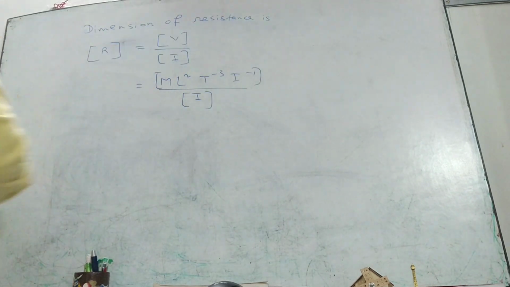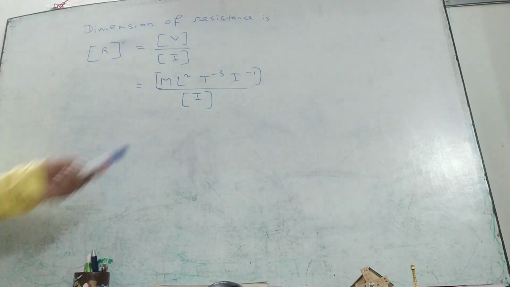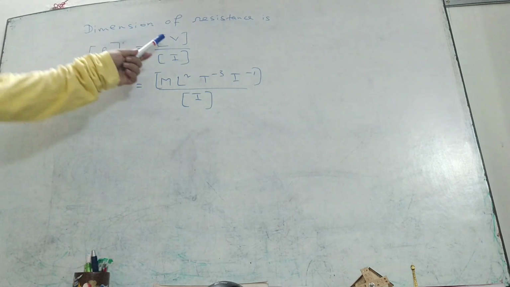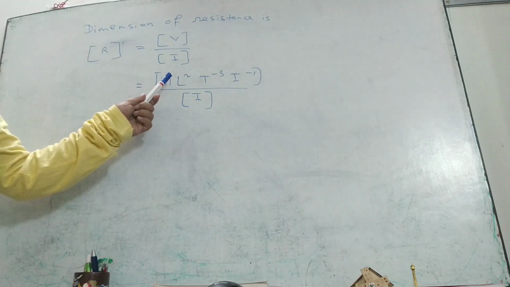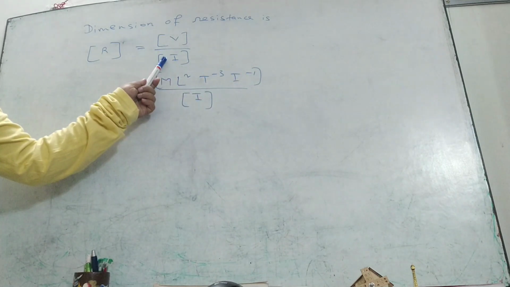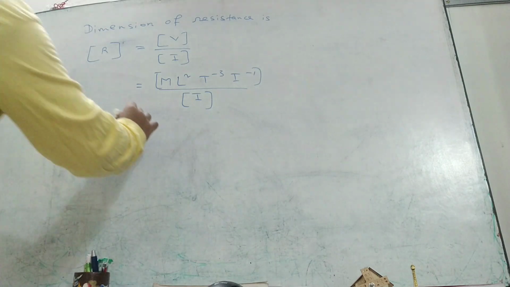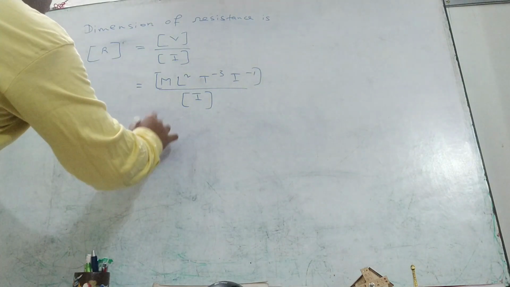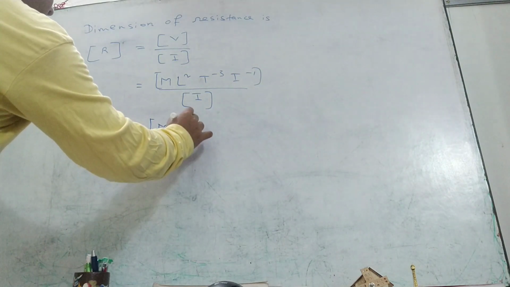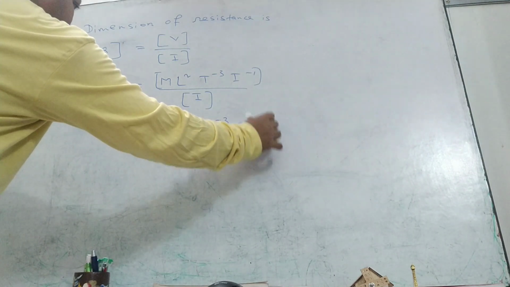Dimension of resistance is dimension of V by dimension of current. We know dimension of V is equal to M L2 T minus 3 I minus 1, and dimension of current is I. Therefore, we can write dimension of resistance R is equal to M L2 T minus 3 I minus 2.